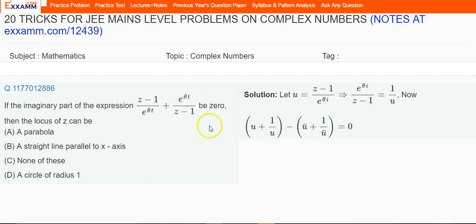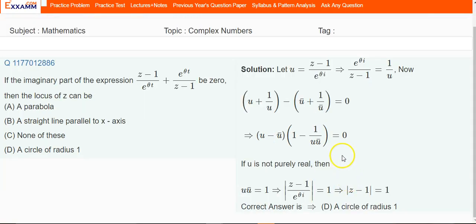Since the imaginary part is 0, what would it mean? That u plus 1 upon u and its conjugate would be equal. So u plus 1 upon u minus u bar plus 1 upon u bar would be equal to 0. Now what do we get? u minus u bar is common, so 1 minus 1 upon u bar is equal to 0. If u is not purely real, then in that case u bar is equal to 1. Then modulus of z minus 1 upon e to the power i theta is equal to 1, that is, modulus of z minus 1 is equal to 1. And solving, we get a circle of radius 1.